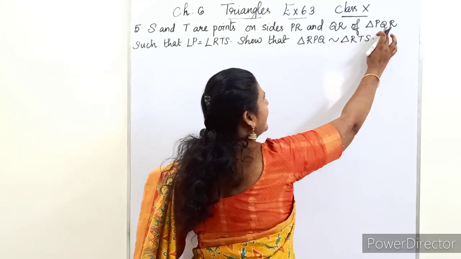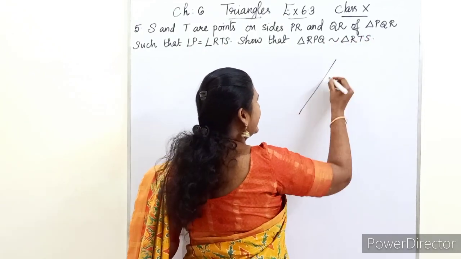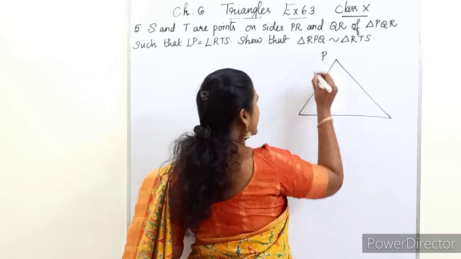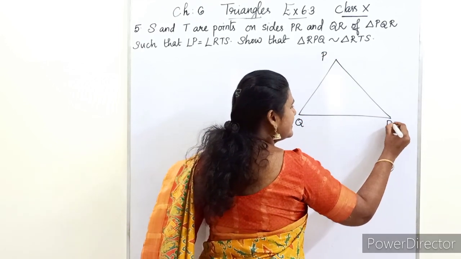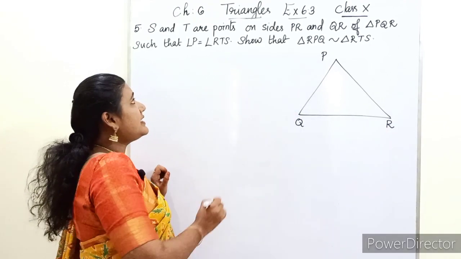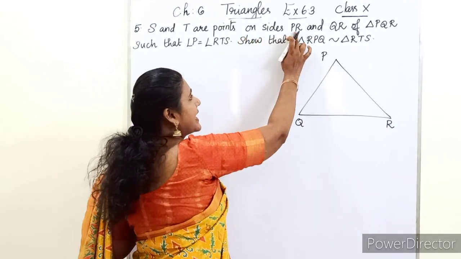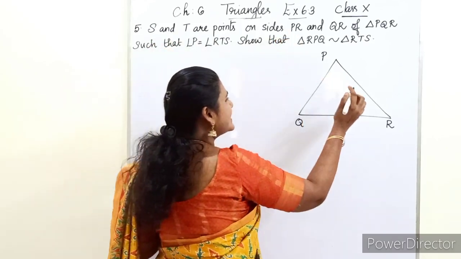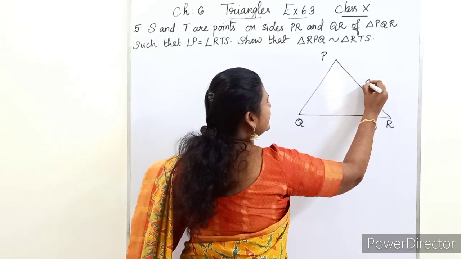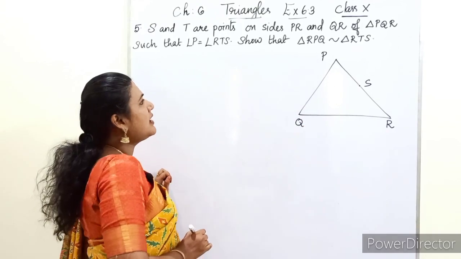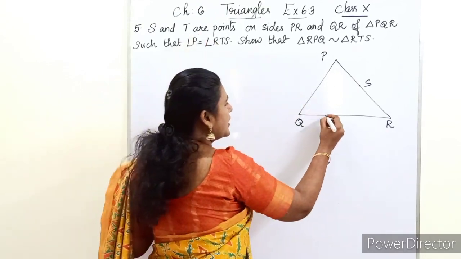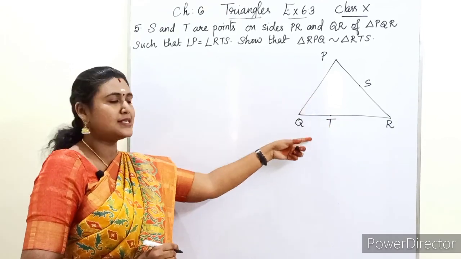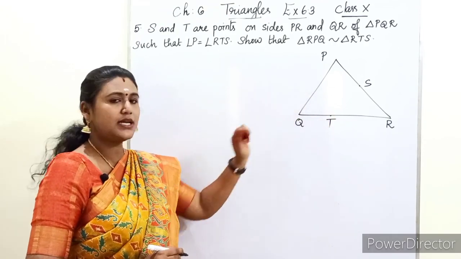We have a triangle PQR. So we will draw the diagram first. So we have a triangle PQR. So in this triangle, S and T are points on side PR and QR. So S is a point on side PR and T is a point on side QR.